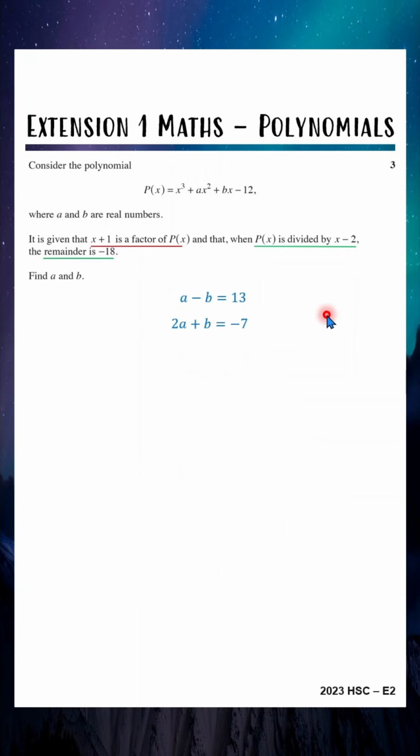Let's call the first one equation 1 and the second one equation 2. Now because we have a minus b and a plus b, we can just add these two equations together. So a plus 2a is 3a, the b's cancel out, and on the right, 13 plus negative 7 is equal to 6. Dividing by 3, we get a equal to 2.